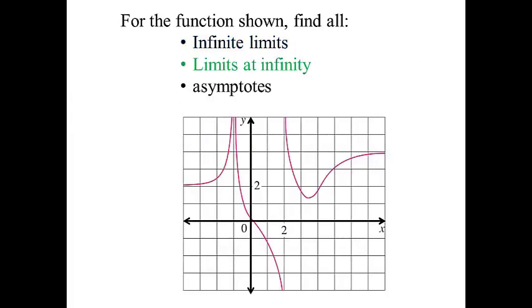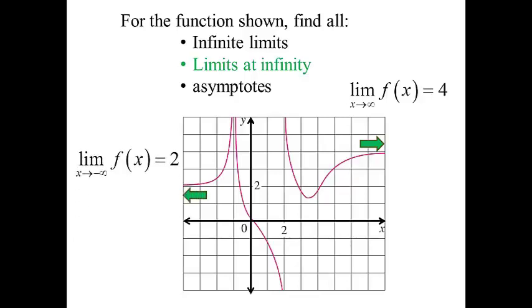Now let's look at limits at infinity. So this means as x approaches infinity or negative infinity, we want to see what this function is doing. So first we look as x approaches infinity, and as we move off and x gets larger and larger, we see that we are approaching a function value of 4. So 4 is the limit as x approaches infinity. However, if x approaches negative infinity, we see that we're approaching a function value of 2.